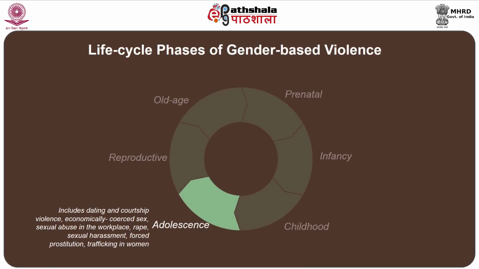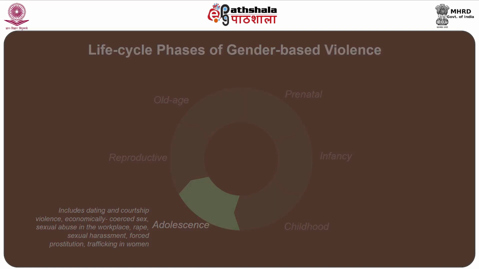Child marriage is not only a moral issue and a human rights issue, but also a huge economic issue. The adolescent phase includes violence in dating and courtship, economically coerced sex, sexual abuse in the workplace, rape, sexual harassment, forced prostitution, and trafficking of women, which are some of the important forms of gender-based violence during the adolescent phase.